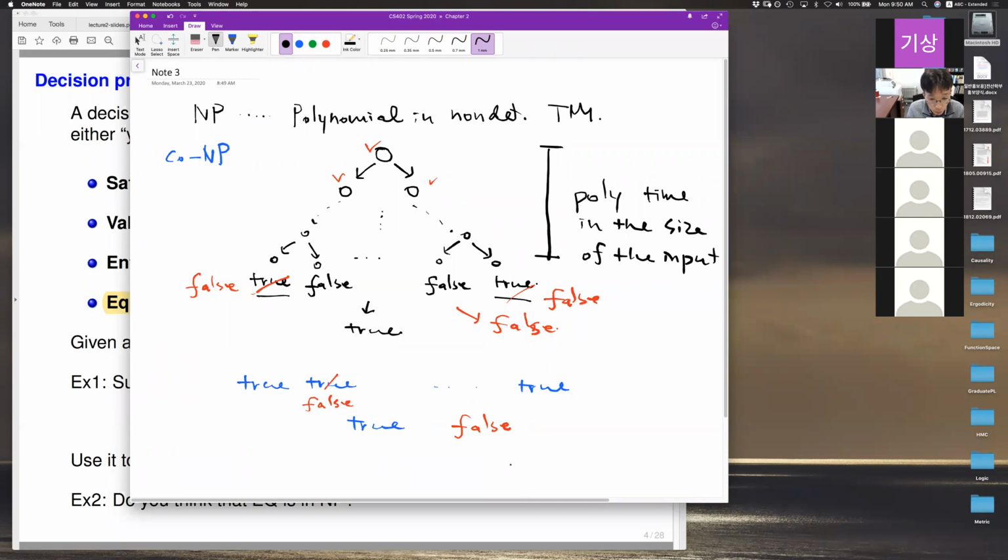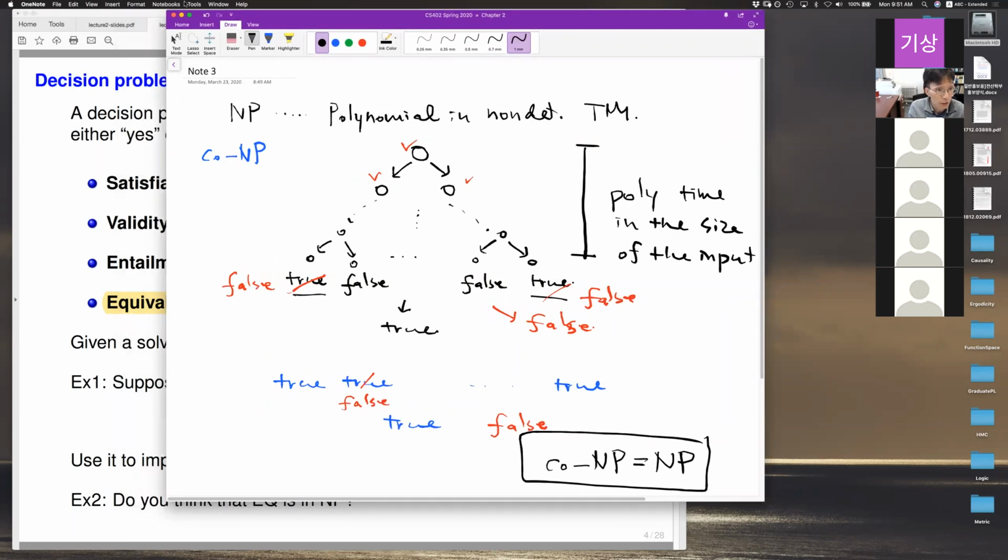There are many open questions in complexity theory. So co-NP is equal to NP, which means if some problem has an NP algorithm, is it always going to have a co-NP algorithm, and vice versa? If you can solve this equality, then I think you will perhaps get a big prize and can retire. But this is a very hard open problem in complexity theory. Anyhow, that's a short introduction about NP and co-NP.